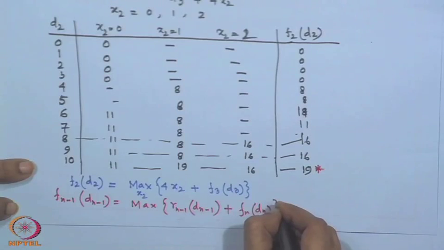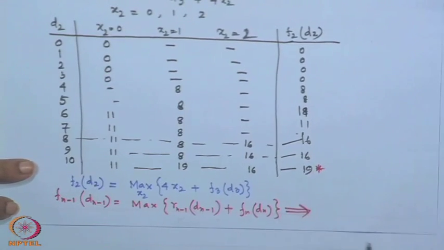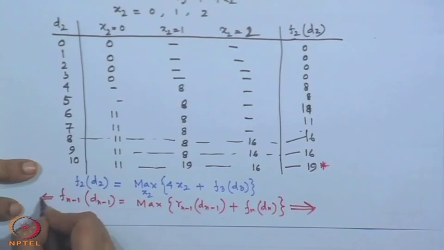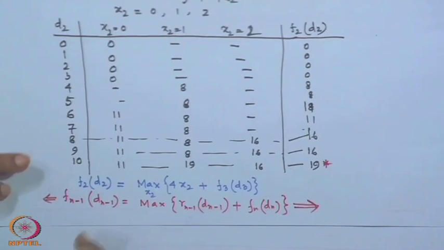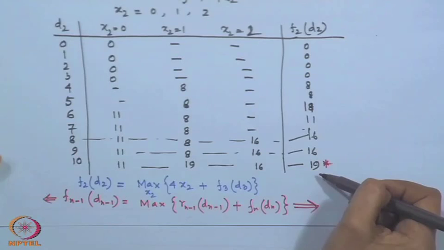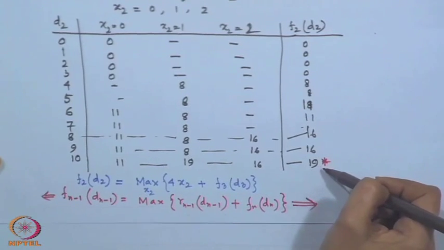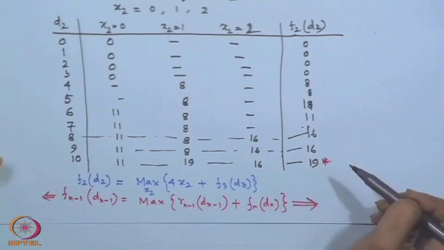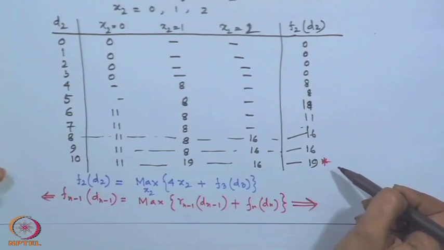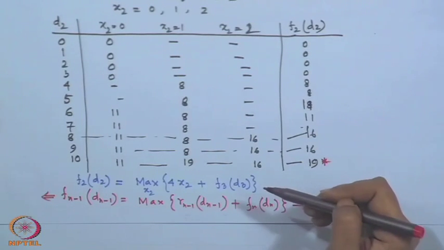You can understand this relation later on. This is a very important relation in our dynamic programming technique. I will discuss this later on. At least we can say that the optimal objective functional value of the next stage is very much dependent on the objective functional value of the previous stage.